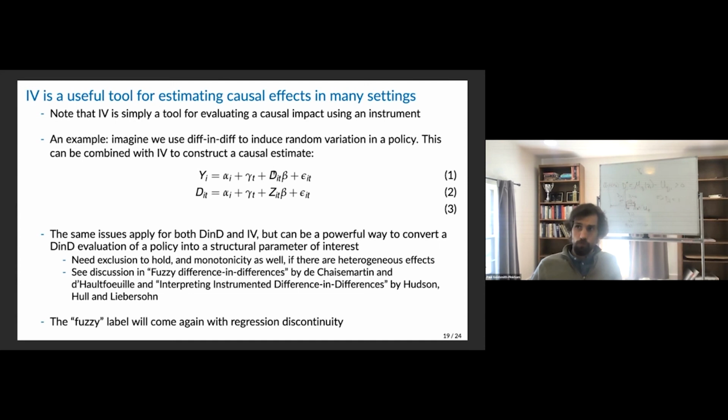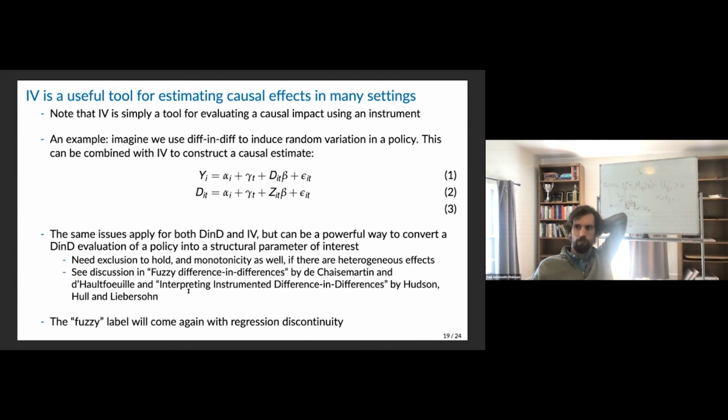So the point being that you have something that looks basically like 2SLS, but what you're exploiting is the assumptions in diff-in-diff. That is what's called fuzzy difference-in-differences. De Chaisemartin and D'Haultfoeuille have a paper about this. Basically you need some additional assumptions to hold, because now you've got two sets of identification assumptions to juggle. But what's really nice is that you can then get the structural parameter that you're interested in, which is the causal effect of D on Y, with variation that comes from this diff-in-diff treatment variation. That's what they call fuzzy diff-in-diff. There's also this note by Sally Hudson, Peter Hull, and Jack Liebersohn on Peter's website, which also thinks about this.